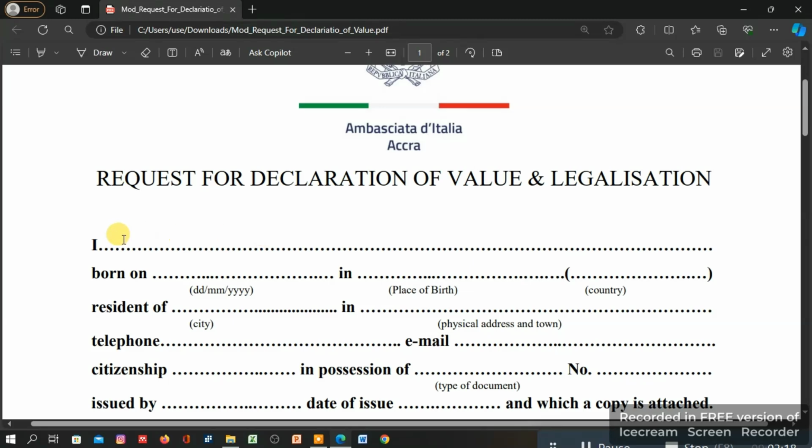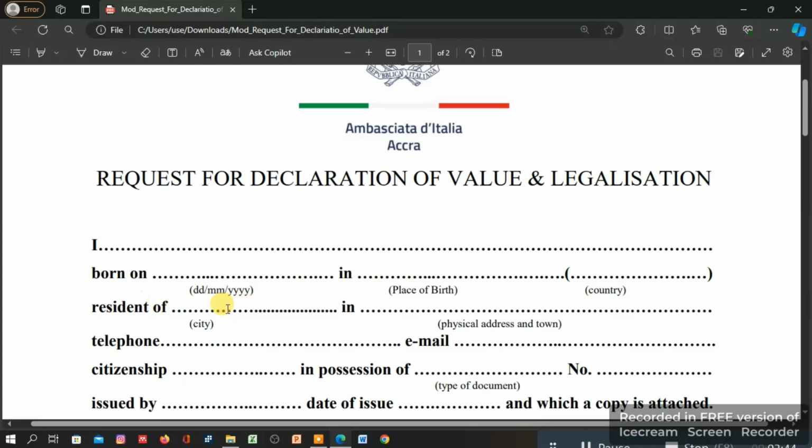Here, "I," then you enter your name, born on your date of birth, in the place of birth, then the country. So this is the place of birth. Let's say I'm in Ghana and I was born in Kumasi, so I was born on this date, your date of birth, in Kumasi, Ghana.